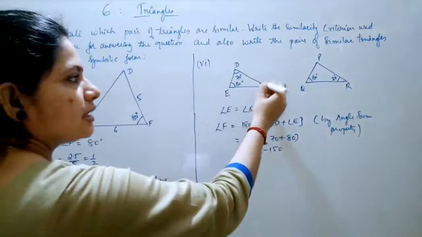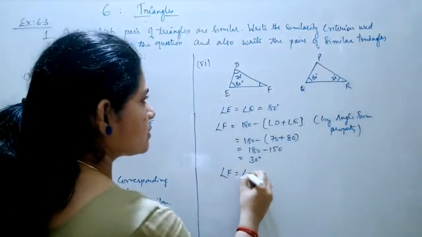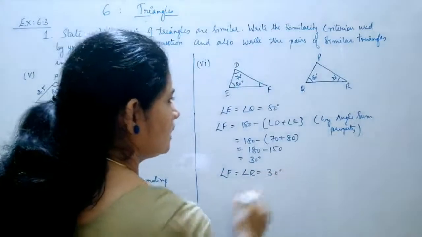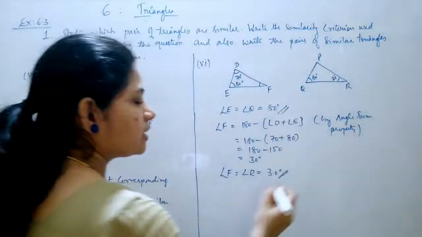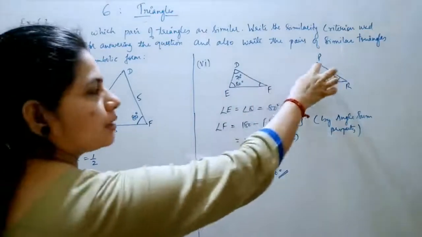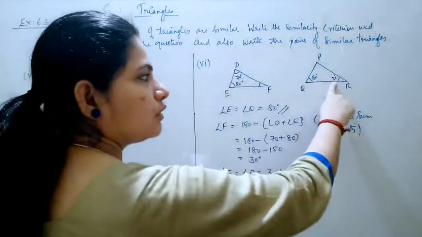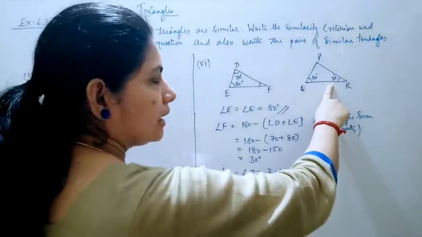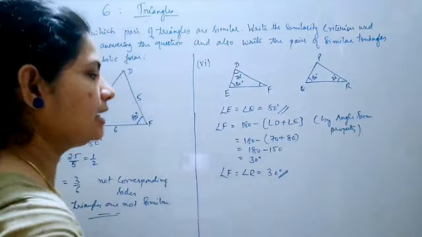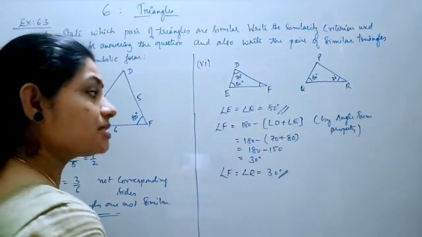Now if F is 30 and R is 30, we can say that angle F is equal to angle R is equal to 30 degrees. So you got two pairs of corresponding angles equal. That means you need not go for the third one; the third one will also be equal. The other angle, angle P, will be 70 only, because 80 plus 30 is 110, and 180 minus 110 is 70. But we need not go for that because we have another criterion, which is AA.